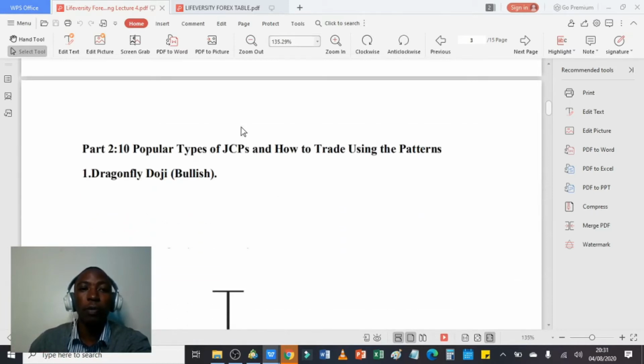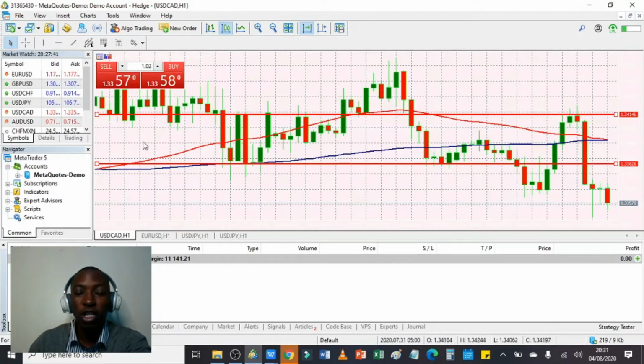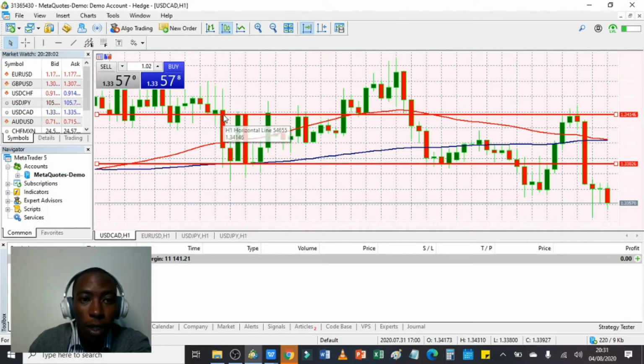I'll go to part 2: popular types of Japanese candlestick patterns and how to trade using the patterns. There are different types of Japanese candlestick patterns, and as you can see in the chart here, this pattern over here is very different from this one, because this green one has a full body, and even this red one here has a full body. The other one I'm hovering my mouse over has a long red body, but it also has a wick, that is a shadow, a long shadow.